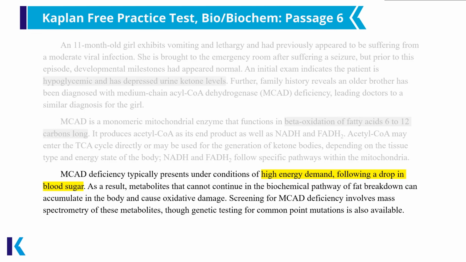The rest of the paragraph does have some more important information about how the fat accumulates and causes damage, as well as how MCAD can be screened, but I know if I highlight everything here that looks important, it will be tougher for me to spot the relevant details for the questions, so I'll stick with just highlighting this bit and move on. I know to come back to the details in each of these paragraphs for more information if a question requires it.